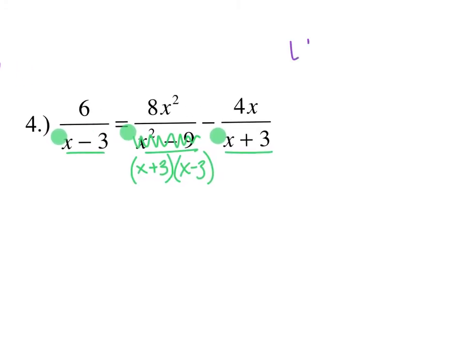So our LCM has to be x minus 3 and x plus 3. You guys are used to multiplying by what's missing in the denominator, and we still have a denominator left. We still have a fraction left.